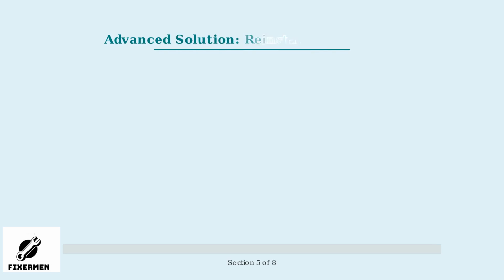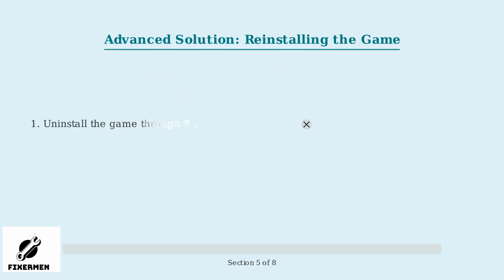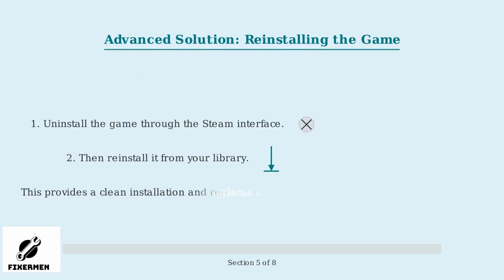If verifying the game's file integrity doesn't resolve the loop, consider reinstalling the game as an advanced solution. This method ensures a completely clean installation by replacing all game files. First, uninstall the problematic game through the Steam interface on your deck. Then, reinstall it directly from your Steam library. This approach often fixes loops caused by deeply corrupted or damaged game files that basic verification can't address.